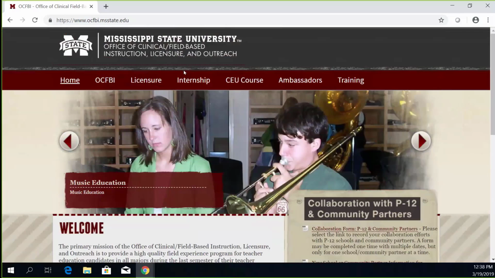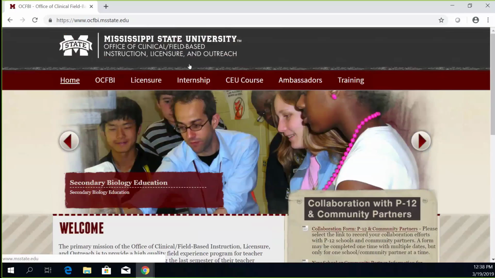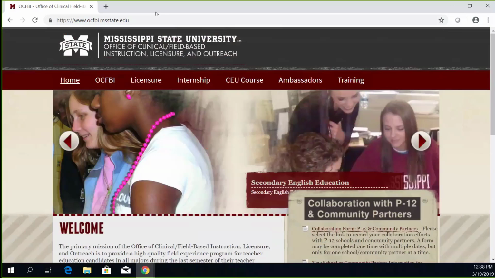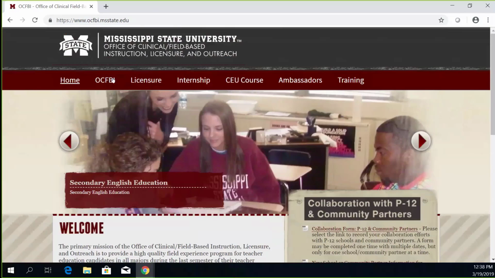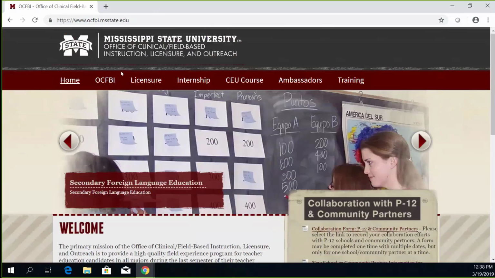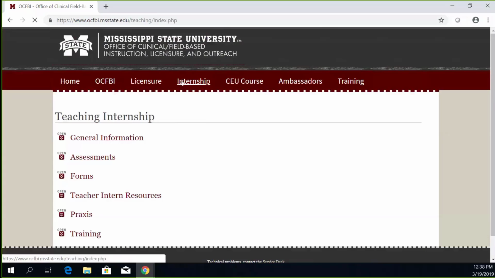It is run by Director Dr. Donna Shea, and to give you some idea what it means, everybody who wants to receive a teaching license has to be signed off by the Dean of Education in a college, which is Dean Blackburn. Dean Blackburn is too busy to sign 200 licensures, so he delegates that authority to what's called OCFBI. Every university does that. Nearly every college has a field-based instruction area, and that's what we have. It says right here, internship, it's going to be running your student teaching.